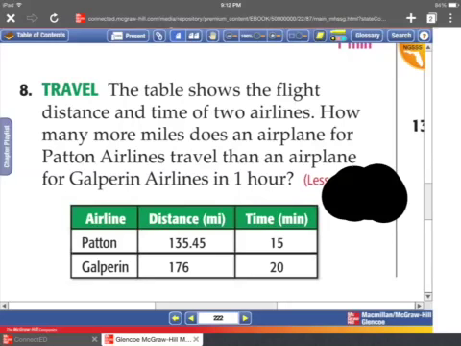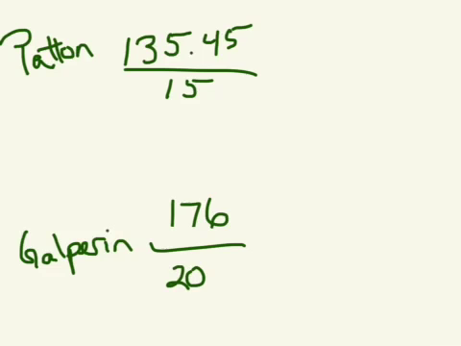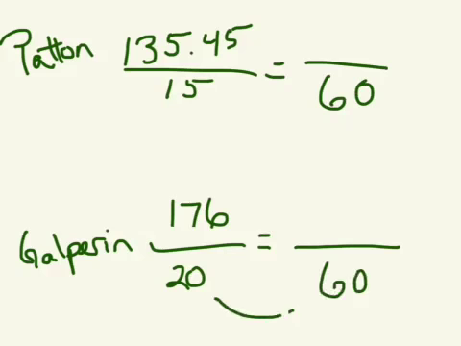I've taken the image in the problem, and I've taken this information and I've transferred it into our two rates here. I've got 135 and 45 tenths of a mile over 15 and 176 miles over 20 minutes. Now, the problem asked me to convert those times to see how long these planes travel in 1 hour. So my first step is I need to figure out how far these planes can go in an hour. So knowing an hour is 60 minutes, I'm going to change both of these rates from 20 and 15 into 60. So this is where I need to do some thinking.